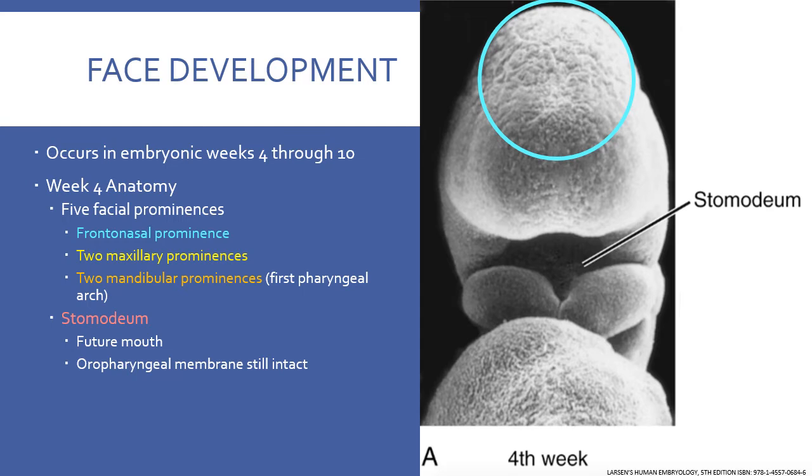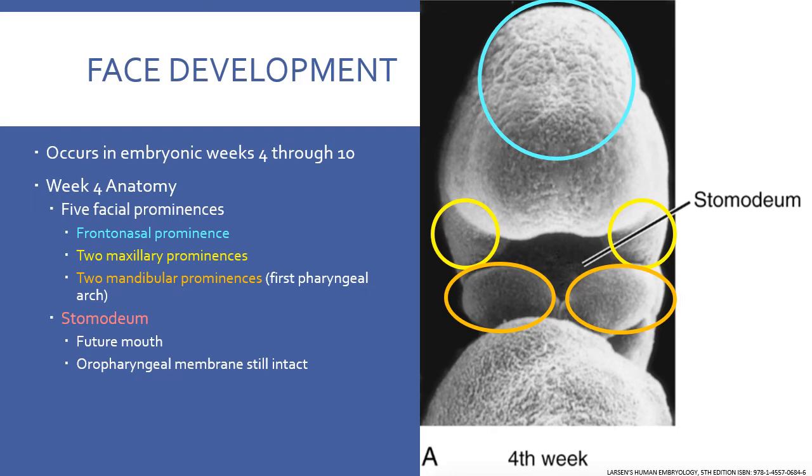There's the frontonasal prominence, the 2 maxillary prominences, and the 2 mandibular prominences, which are actually derived from the first pharyngeal arch. And the face is actually going to form by all of these structures moving forward and towards the midline to merge together. To make a face, you have an empty space that has to be filled, and all these structures are going to come forward to fill it.